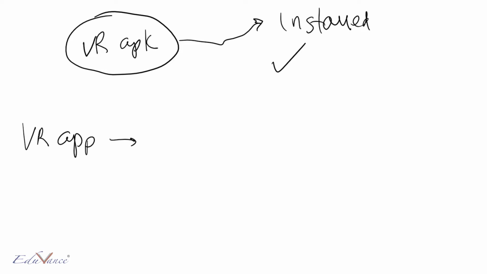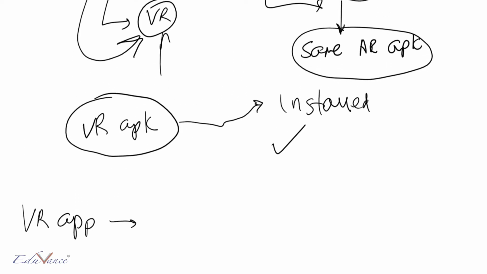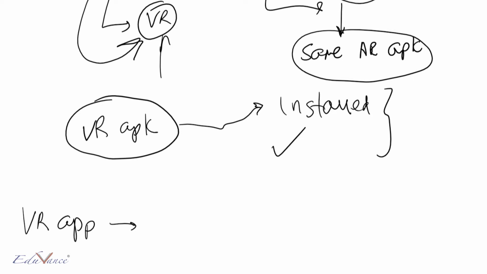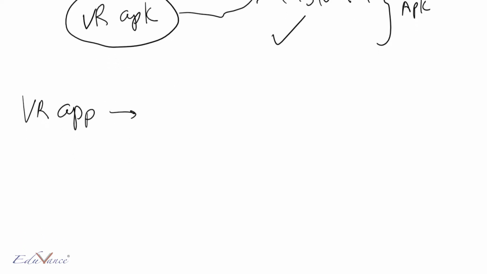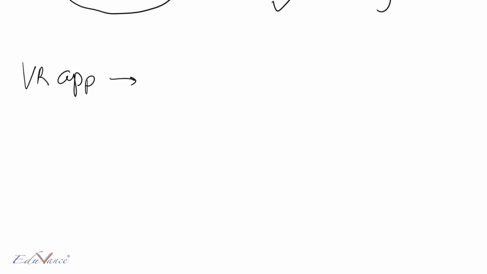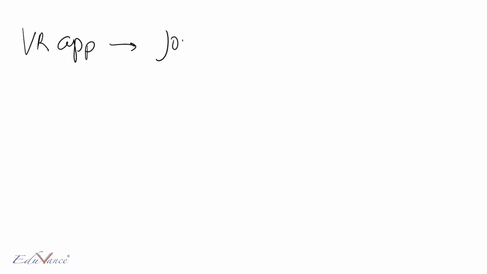And if you still haven't done that, please go through the lecture on how to install an APK on your mobile phone. I have already covered that in a previous lecture. So let's get started. We had downloaded an app called John_VR, so let us go ahead and view that app on our mobile phone.